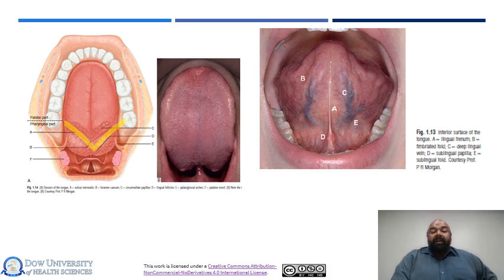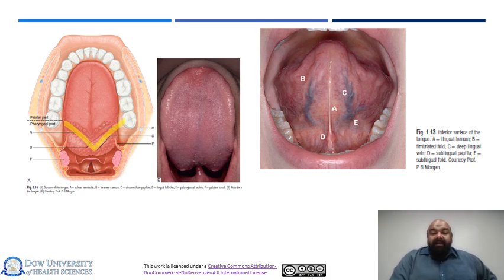And just on the right and left side, we have a sublingual fold. So these are sublingual folds in which the duct of the sublingual gland is there, which excretes the sublingual gland saliva, while the sublingual papilla is the area where the sublingual duct comes out.